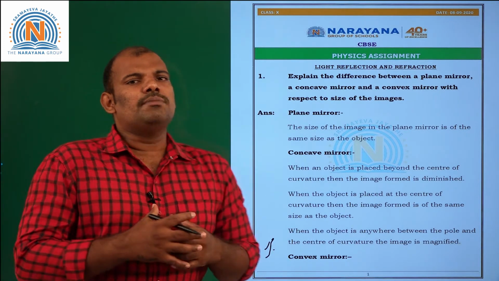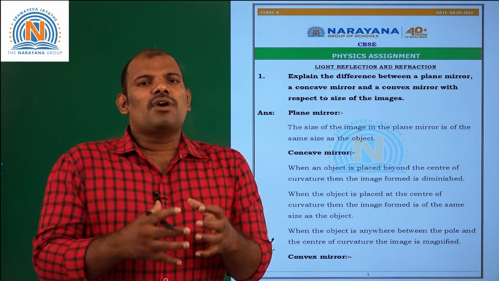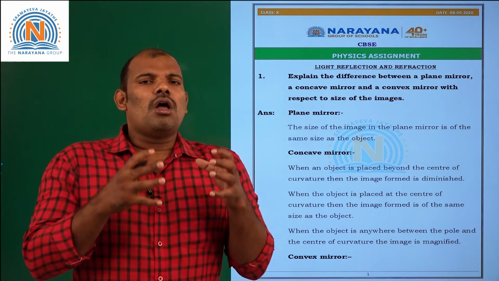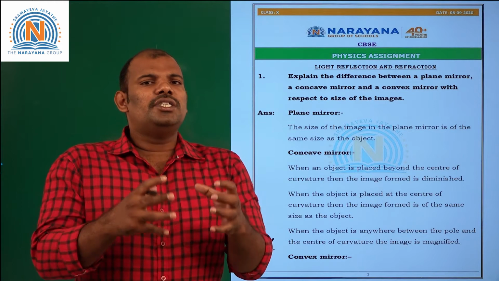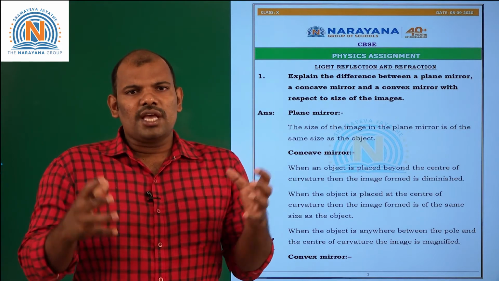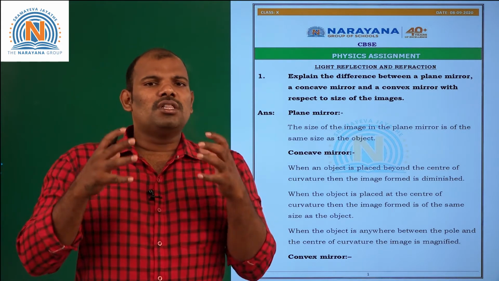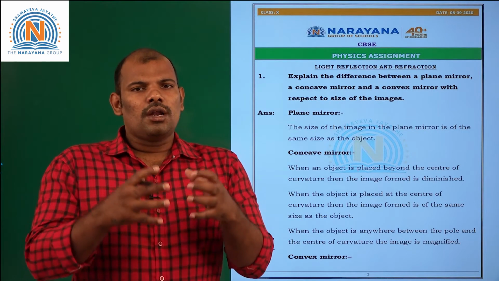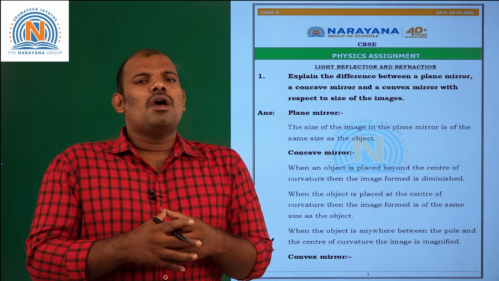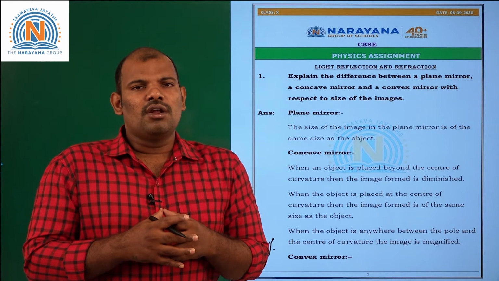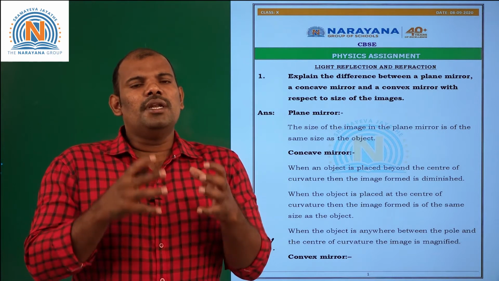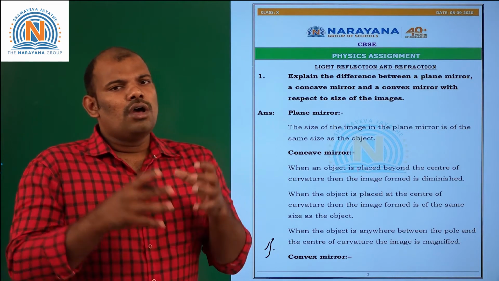Coming to the convex mirror. In case of convex mirror, we always get diminished image. Wherever you place the object, it might be beyond the center of curvature or at center of curvature or before the center of curvature, we always get a diminished image in case of a convex mirror.